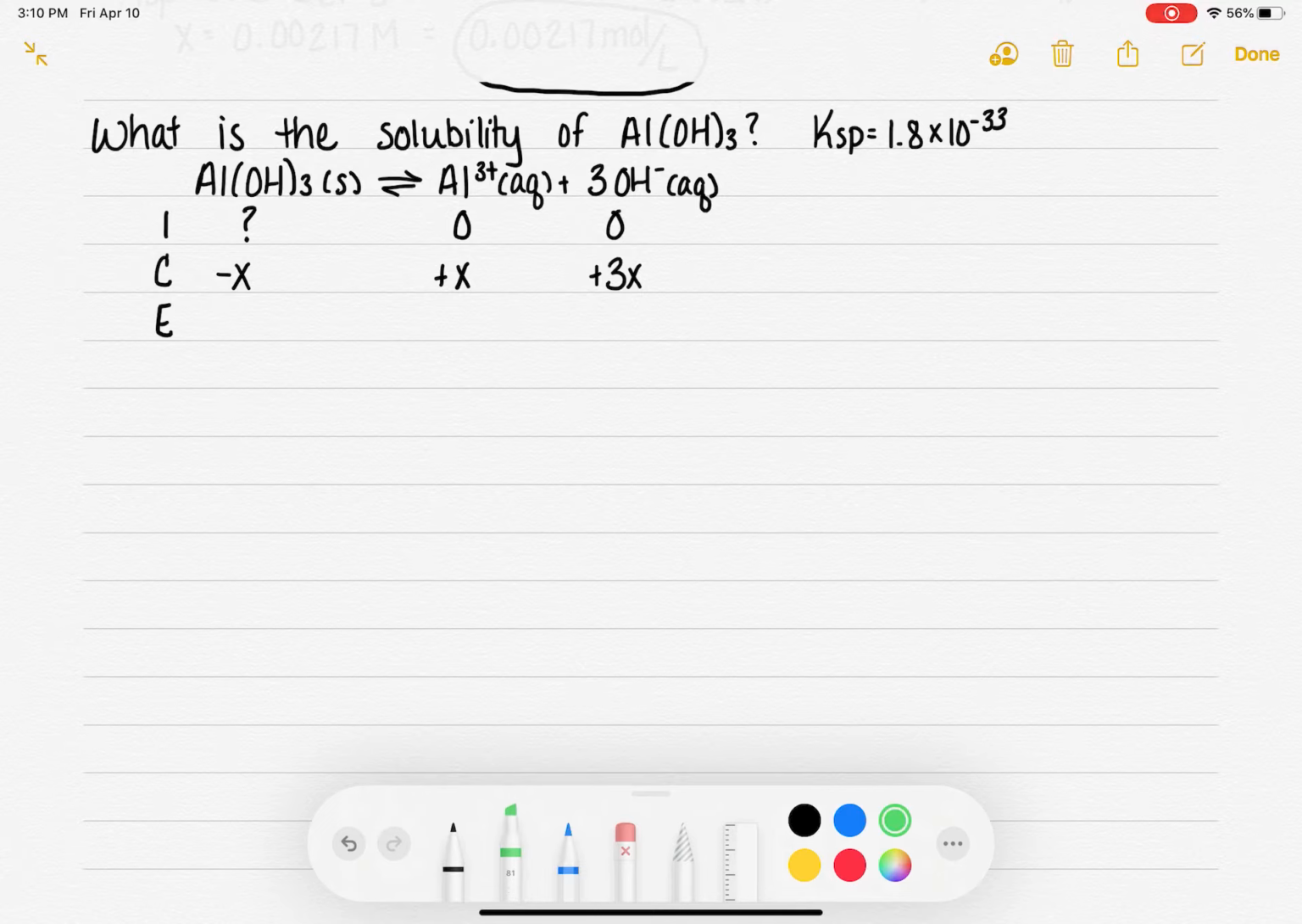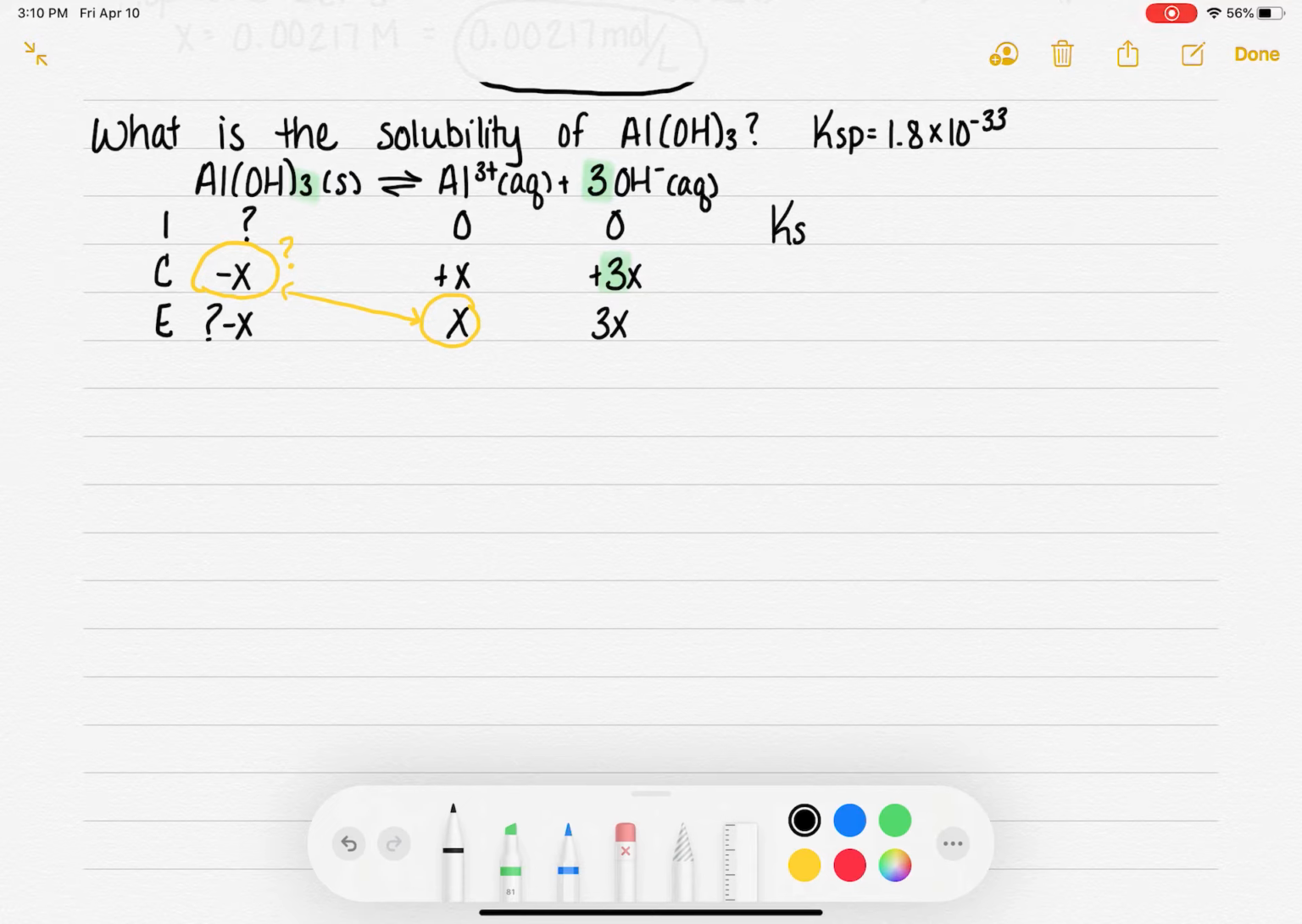And let's take a look at those coefficients. Al(OH)3 means that you're making 3 hydroxides, which means that your change down here is 3X. When this is all said and done, we don't know how much solid aluminum hydroxide we have. We have X aluminum and we have 3X hydroxide. The question is asking us, what is the solubility? How much aluminum hydroxide dissolves? So we just need to solve for X and we'll have the answer to this question.